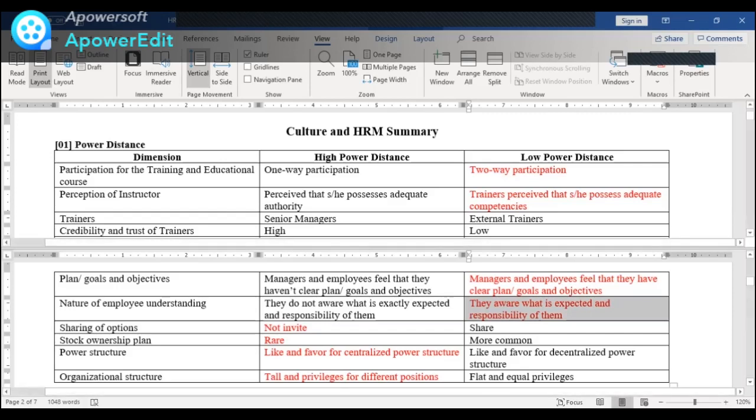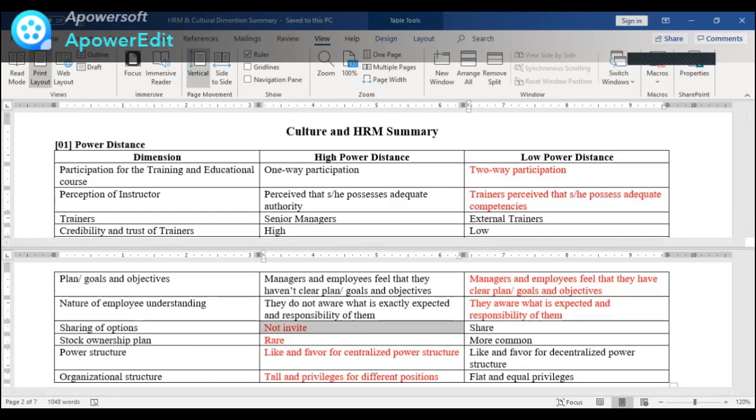Sharing of opinions. In the high power distance culture, there is no invitation for the sharing of opinions. However, in low power distance culture, they share their opinions.